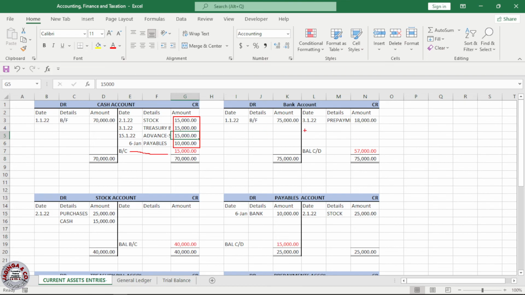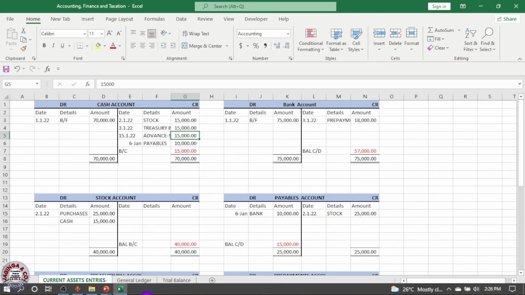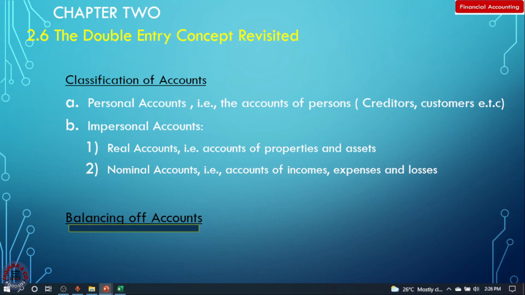We started with 75,000 shillings, and then we had a prepayment of 18,000 shillings. So the difference between 75,000 shillings and 18,000 shillings was to balance off the account. So we have 57,000 shillings as balance carried down. So this account has been balanced off. The same applies to the other accounts, stock account and payables account. So ladies and gentlemen, I hope you've understood what it means by balancing off accounts.